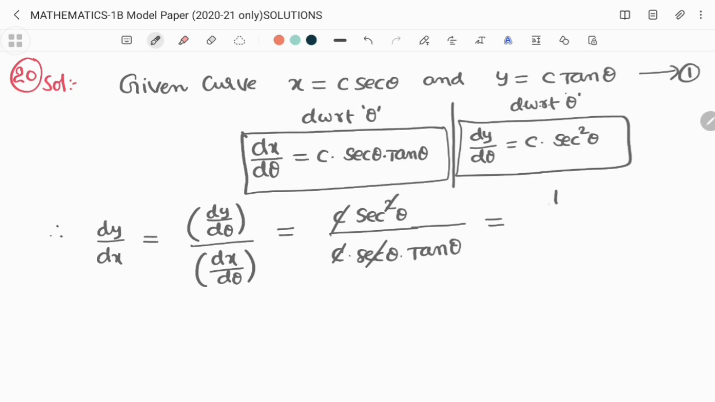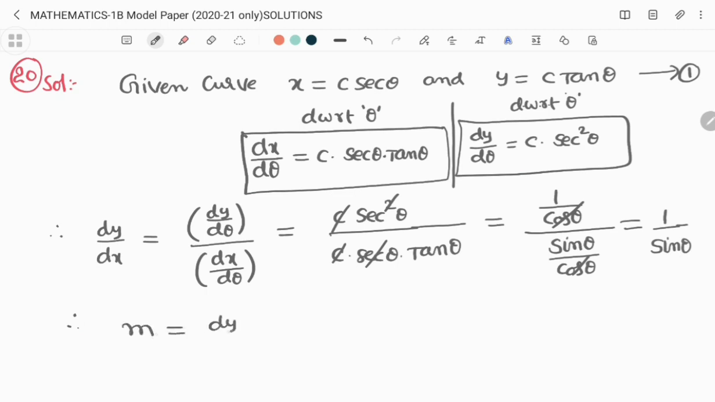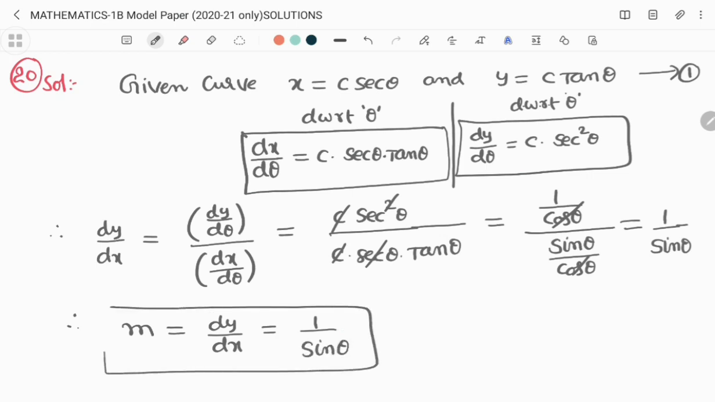So secant theta means 1 by cos theta whole divided by tan theta means sin theta by cos theta. So both the denominators will be cancelled. You will get 1 by sin theta. Keep it like this only. Don't write cosecant theta. Therefore, slope m is equal to dy by dx is equal to 1 by sin theta. Till here, do all of you understand? After getting the value of slope, they are asking to calculate the equation of tangent at the point theta.